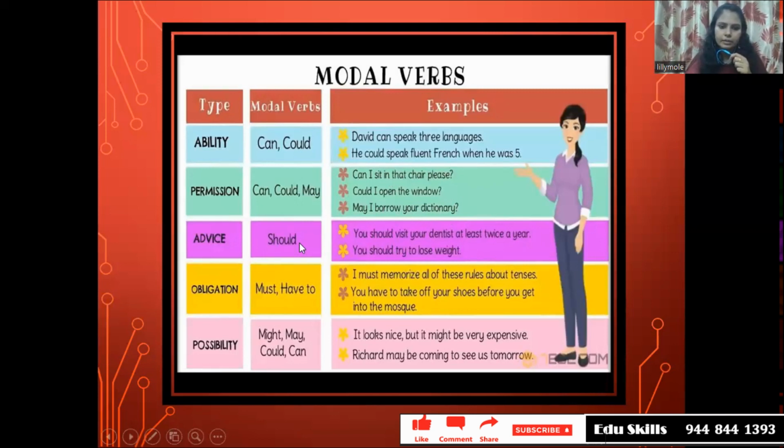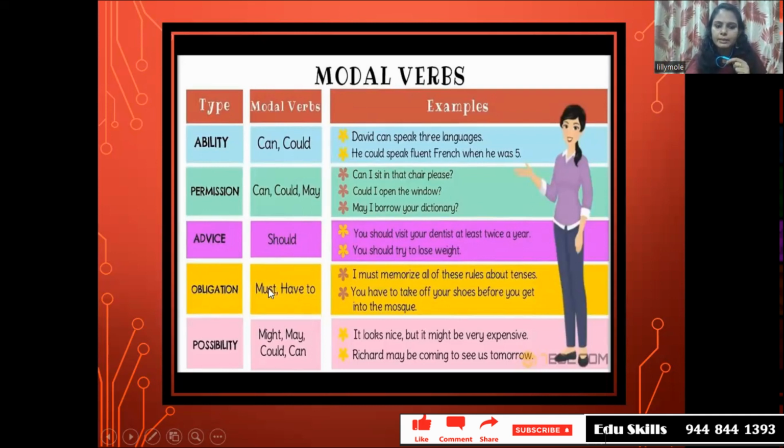For advice, we can use should. If we say should in the paragraph, that is advice from the author or the speaker. You should visit your dentist at least twice a year. This is a suggestion or advice. It is not strictly necessary to see the dentist, because that is up to us. Either we can see the doctor or we don't need to. But this is the advice. Or you should try to lose weight. Either you lose the weight or not, but this is only a suggestion from the speaker. They are telling the suggestion through should.